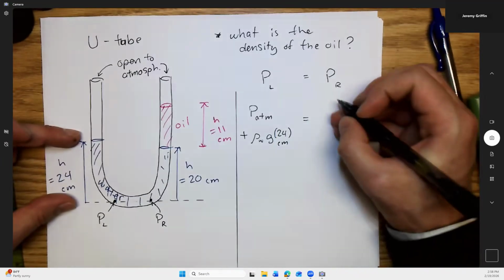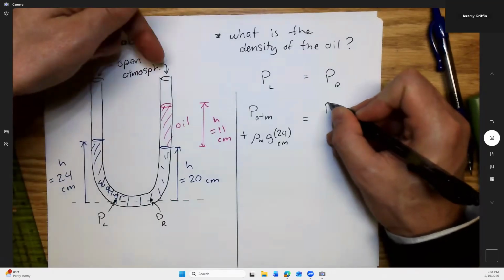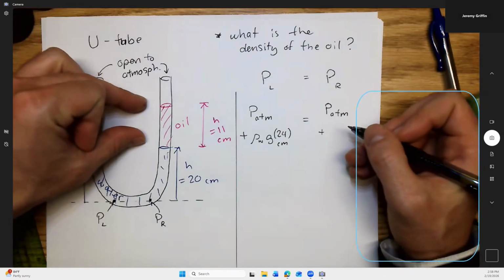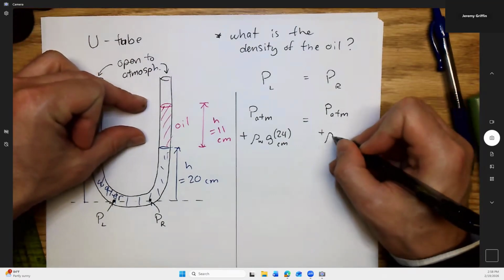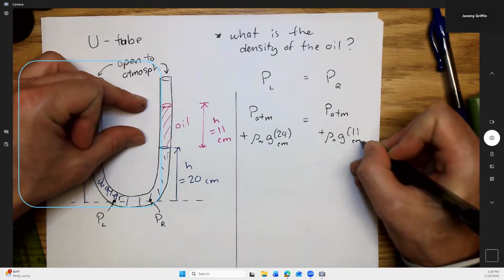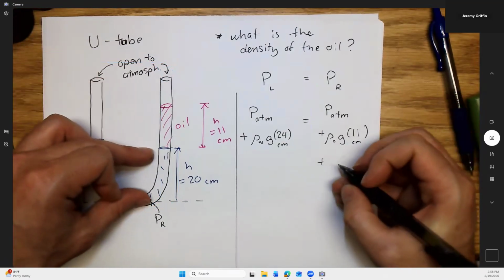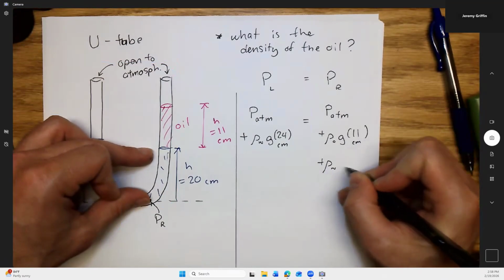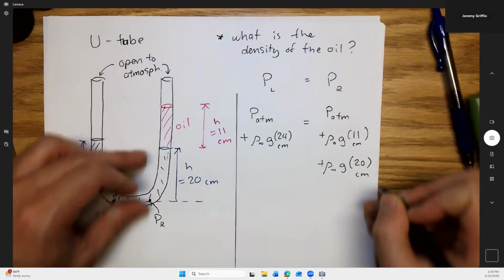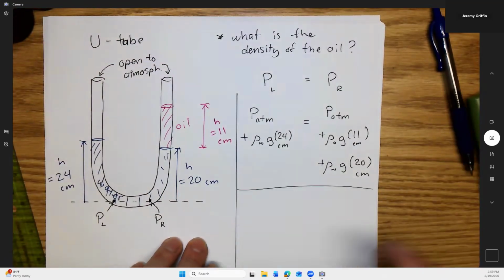On the right side, I have also pressure atmosphere pushing, P atm, plus this oil bit right here. So that's rho oil, gravity, 11 centimeters, plus this column of water, rho water, gravity field, 20 centimeters. You guys get that set?